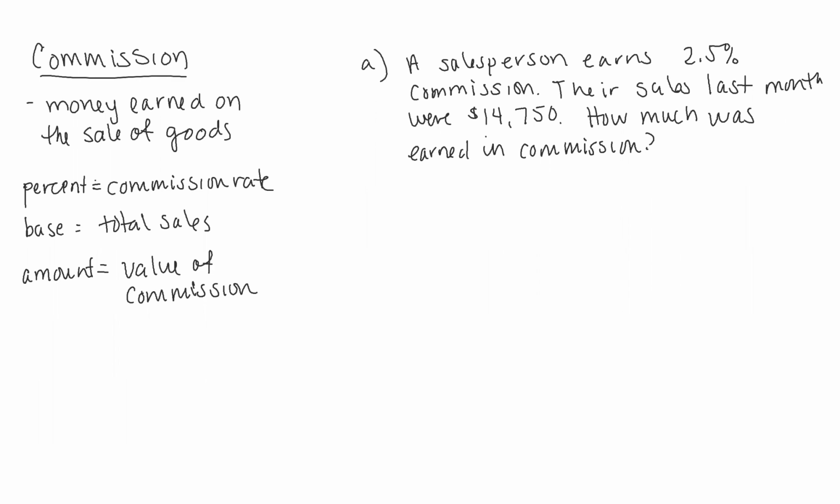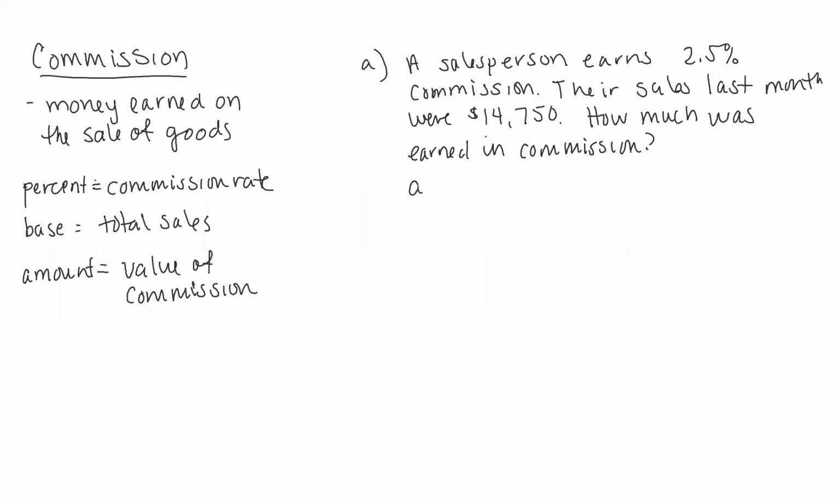So basically what happens is they'll have a commission rate, and that's going to be based on the total sales that they make. So again, you have an amount, a base, and a percent. The percent is going to be the commission rate. The base is going to be the total sales, and the amount is going to be the value of the commission. So let's look at some examples. These are going to be set up just like any other percent problem. So it says a salesperson earns 2.5% commission. Their sales last month were for $14,750. How much was earned in commission?